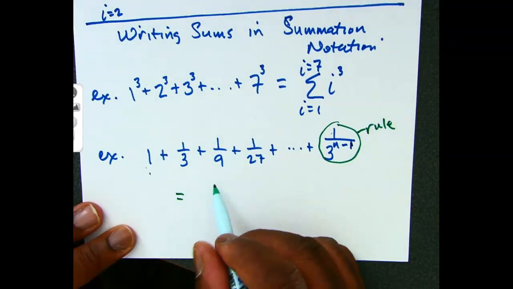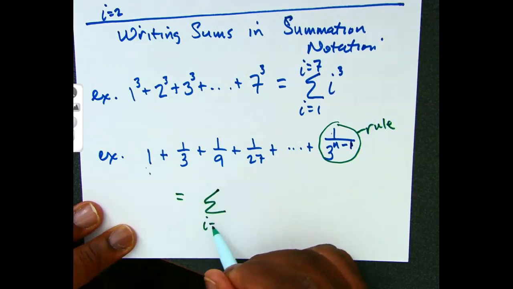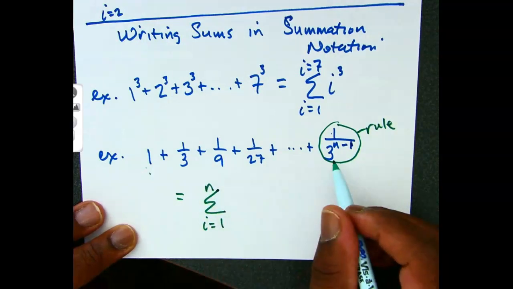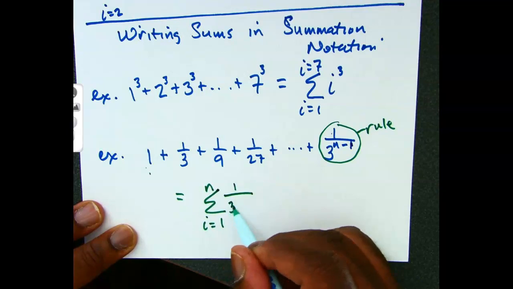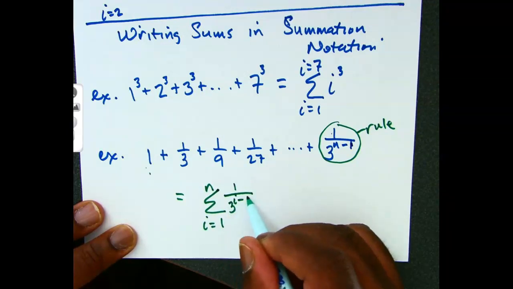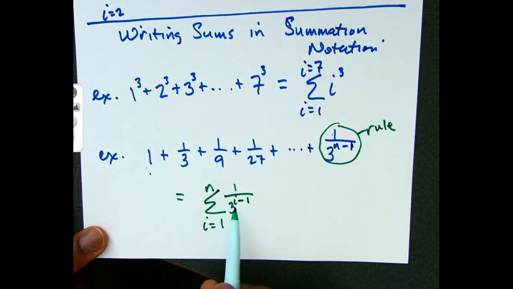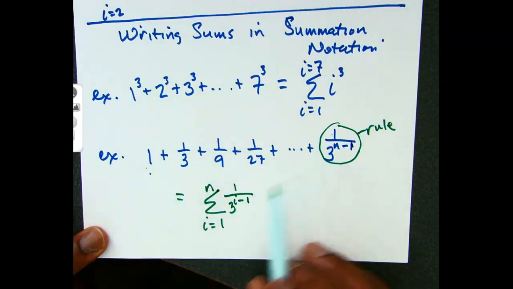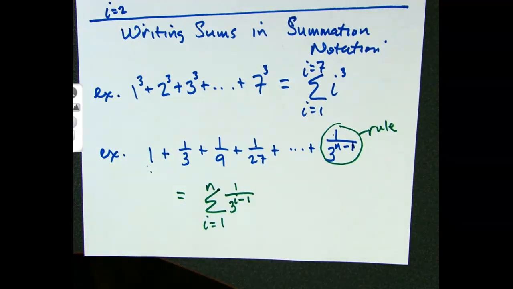So our summation notation would be i equals 1 to n of 1 over 3 to the i minus 1. So we start when i is 1, and at our last term, i is going to equal n. So that's our solution there.